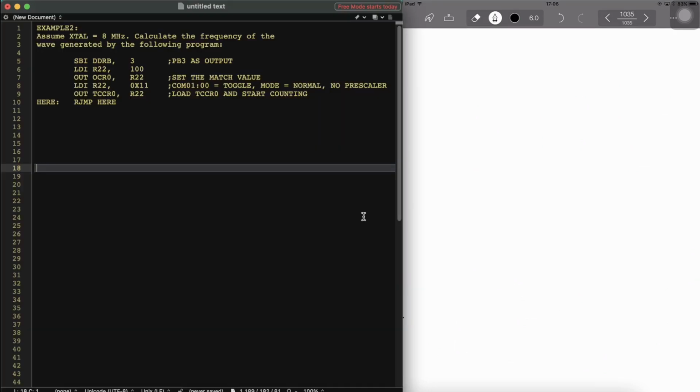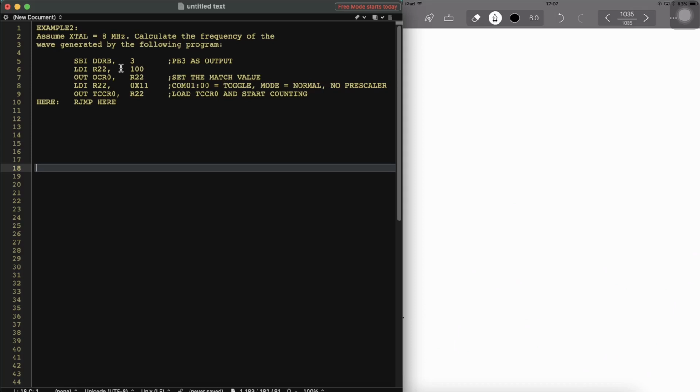Okay, so let's solve two examples related to what we have talked about so far. In the first one, it says, assume the crystal frequency is 8 megahertz and calculate the frequency of the wave generated by the following program. It sets port B pin 3 as an output. 100 is loaded into OCR0 for the match value, and R22 is going to be hex 11. This is going to be loaded into TCCR0, which is toggle mode, normal, no prescaler. And we have to generate this wave.